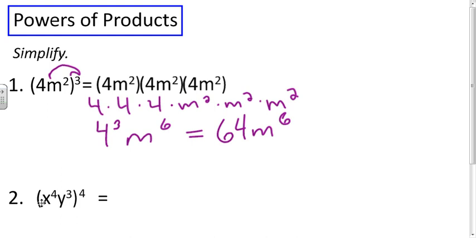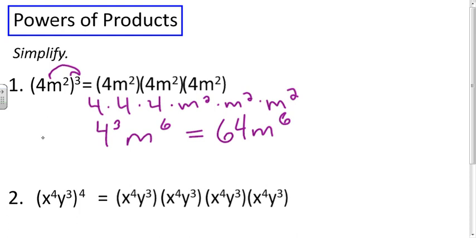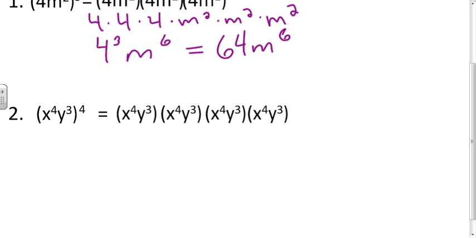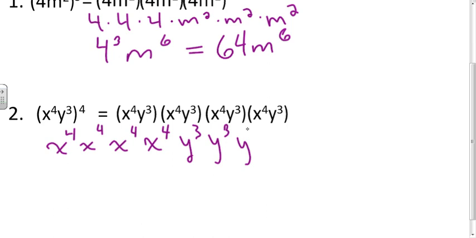Alright, if I have x to the 4th times y to the 3rd, and I'm raising all of that to the 4th power, that means I'm using x to the 4th, y to the 3rd as a factor 4 times. And then, if I want to, I can rearrange this. This is x to the 4th times x to the 4th times x to the 4th times x to the 4th, and then y to the 3rd times y to the 3rd times y to the 3rd times y to the 3rd. I just rearranged all my factors here.